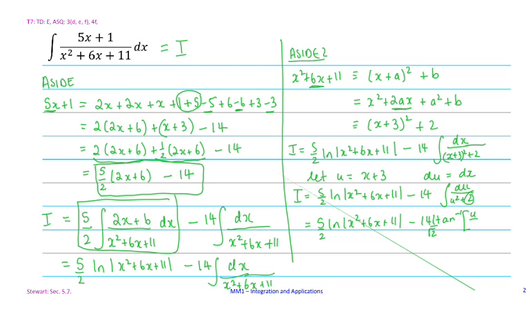u over root 2 plus c, which is equal to, if we substitute back for u, minus 14 over root 2 tan to the minus 1 of x plus 3 over root 2 plus c. Okay, that's it. Done.